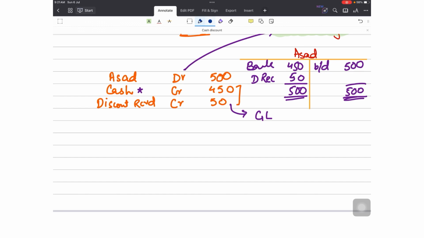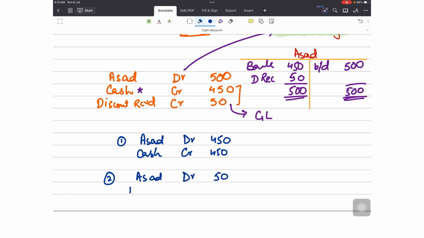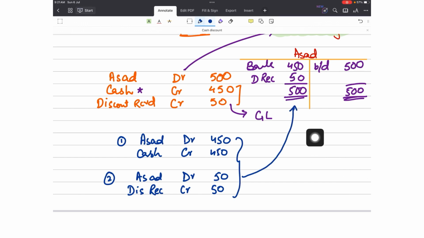You can make these entries in two sets as well. For instance, the first set would be of the payment that she is paying her supplier $450, so the supplier will be debited with $450 and cash or bank will be credited with $450, and the second set would be of the discount that she is getting. So again the supplier will be debited with the discount received, and the discount received will be credited with $50. So this is how you can make this double entry either in two sets or in a single form as well, but this is what we show. This is the same that we show in the T account as well as a breakup.